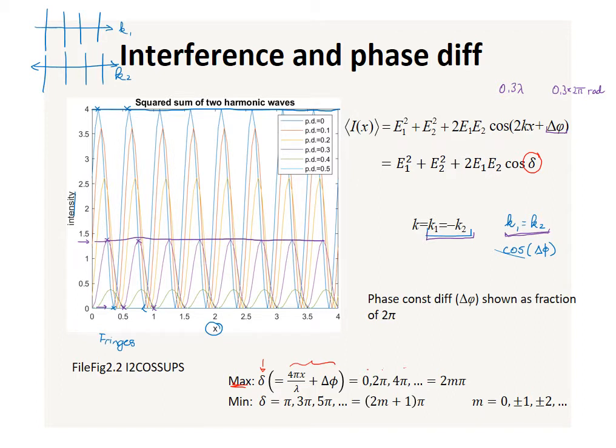Also, we'll have a minimum in the intensity when this cos argument or phase is equal to pi, 3 pi, or 5 pi. So often you'll see it written in a shorthand, 0, 2 pi, 4 pi is equal to 2m times pi, where m can be 0, plus or minus 1, plus or minus 2.